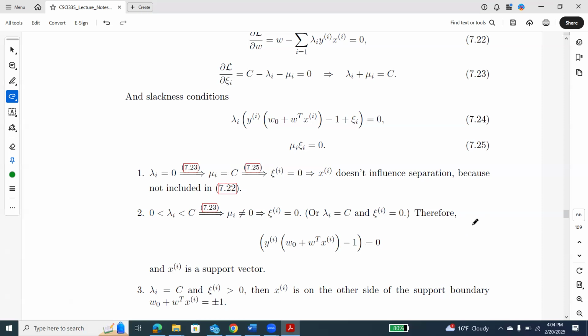computation. So the second case: if lambda is between 0 and C, so lambda is not 0, then this term should be 0.